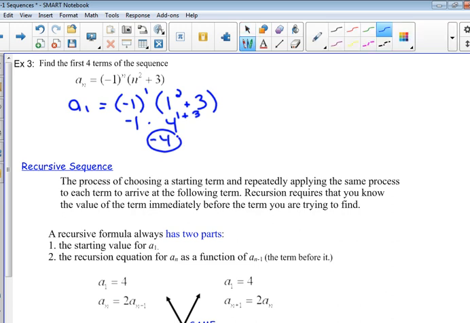Why don't you guys see if you can find a sub 2, a sub 3, and what a sub 4 is going to be, using that formula.